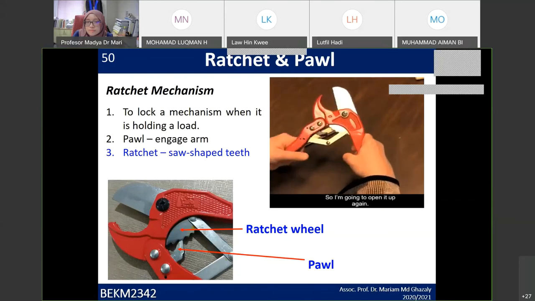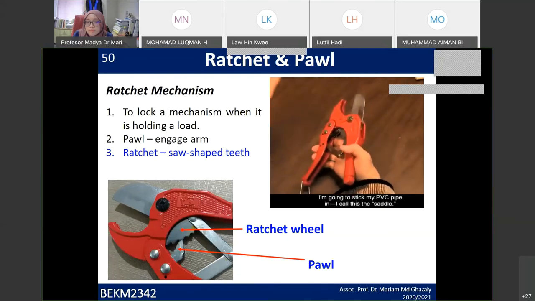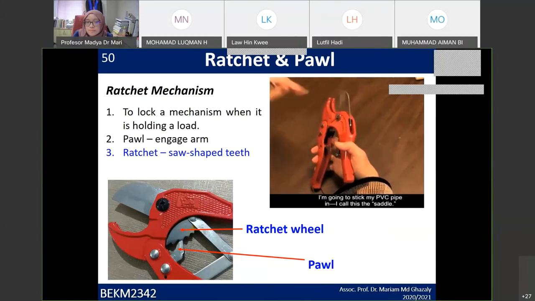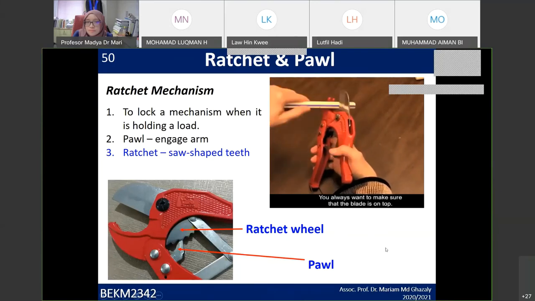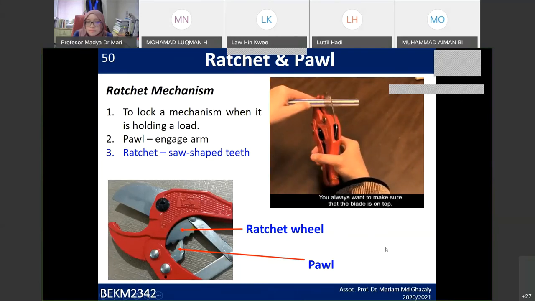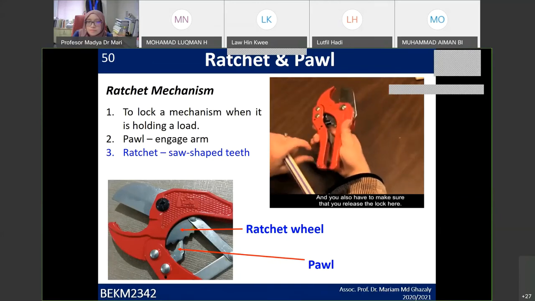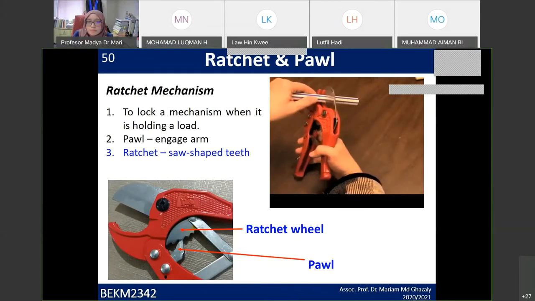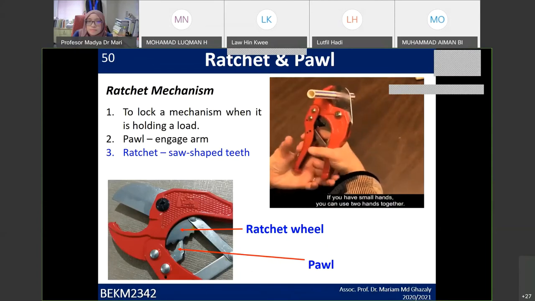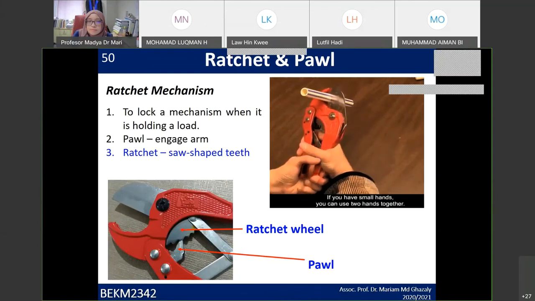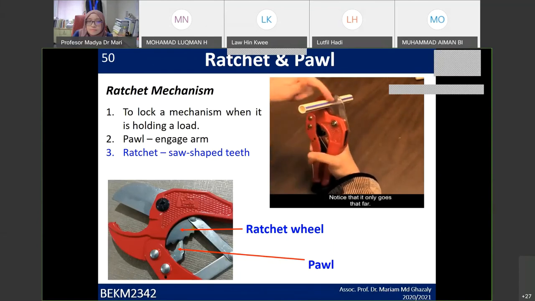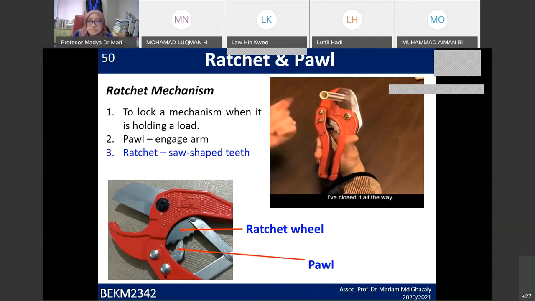So I'm going to open it up again. I'm going to stick my PVC pipe in. I call this the saddle. You always want to make sure that the blade is on top. You also have to make sure that you release the lock here. So I'm going to squeeze. If you have small hands, you can put these two hands together. Notice that it only goes that far. I've closed it all the way.